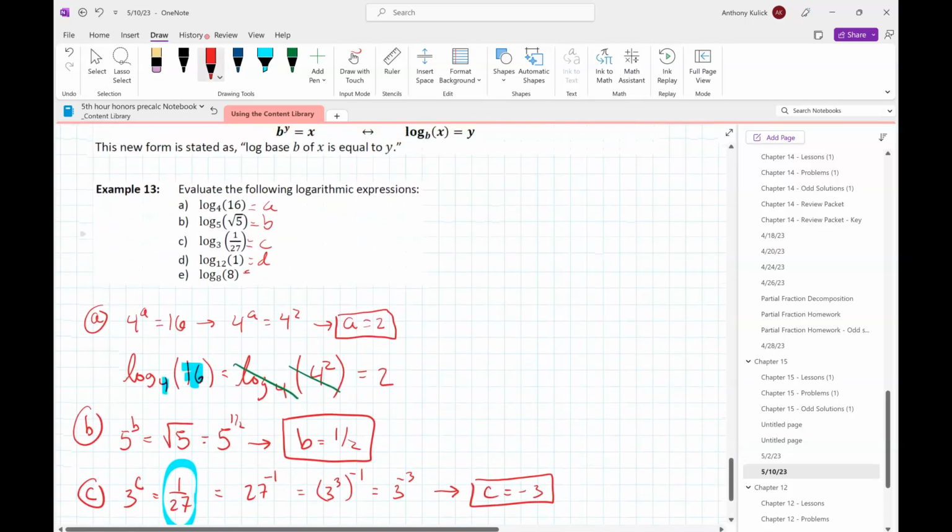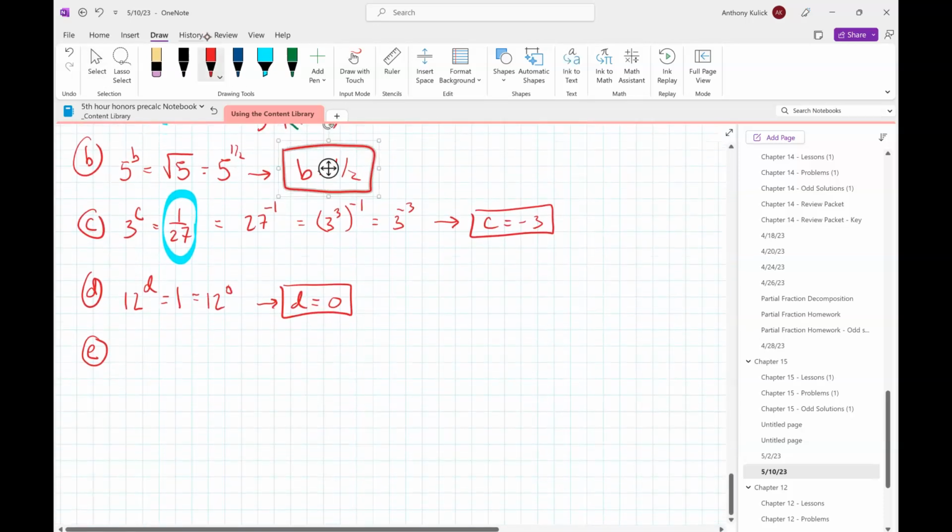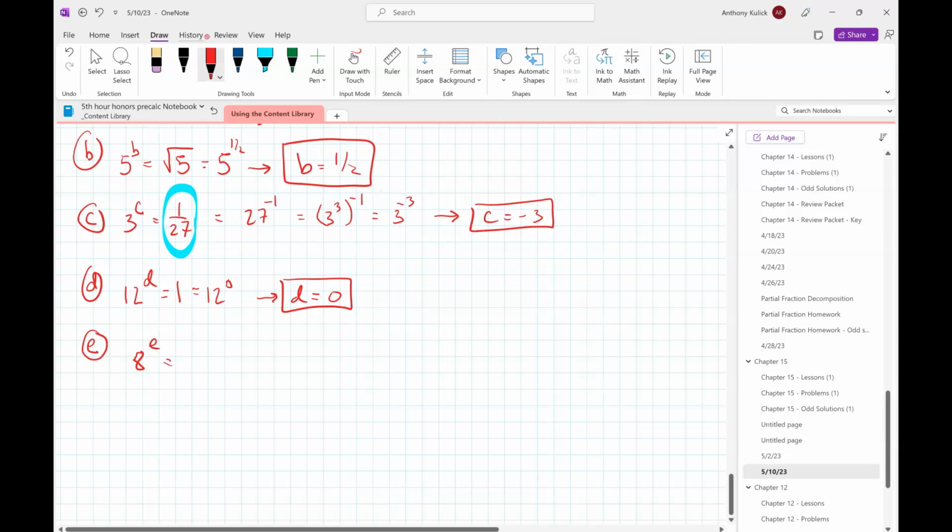A, B, C, D. This is E then. So we'll say 8 to the E is equal to 8. Well, that's pretty easy, right? E is just 1.